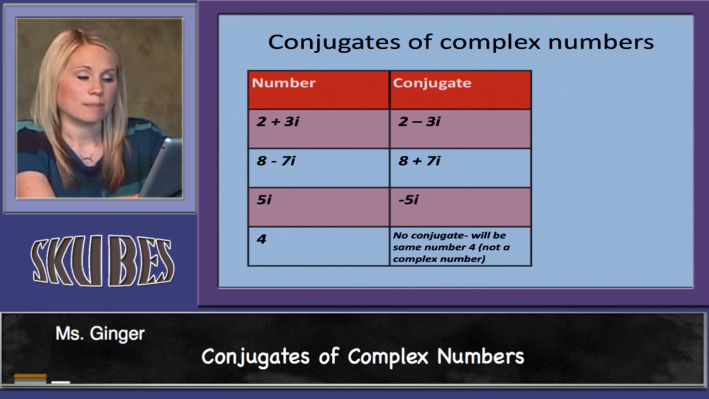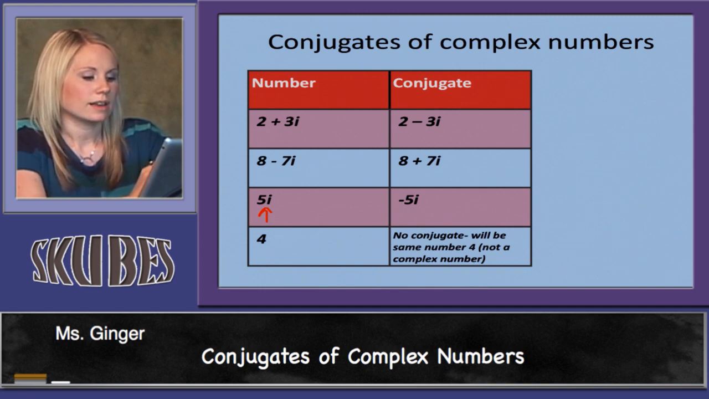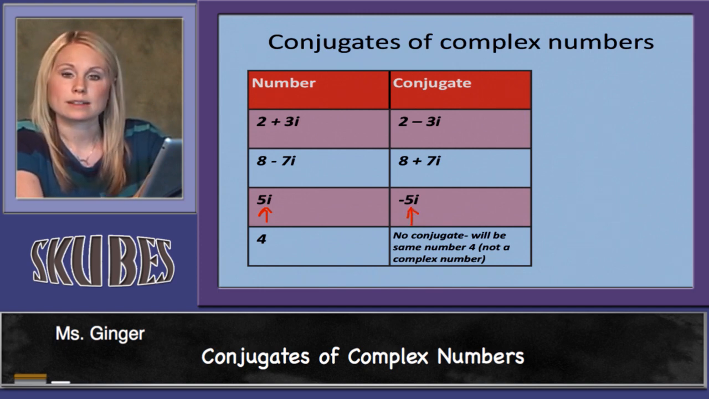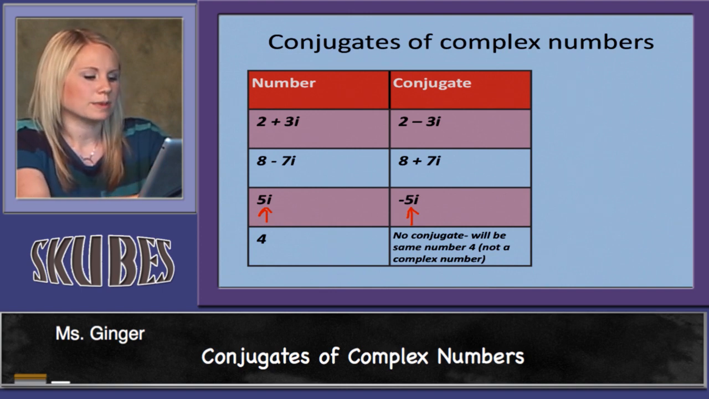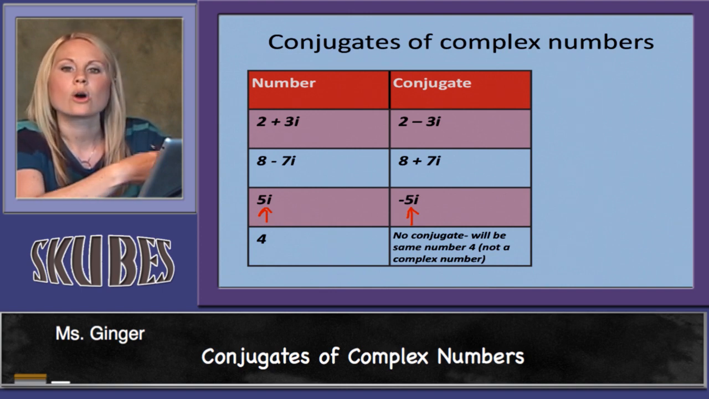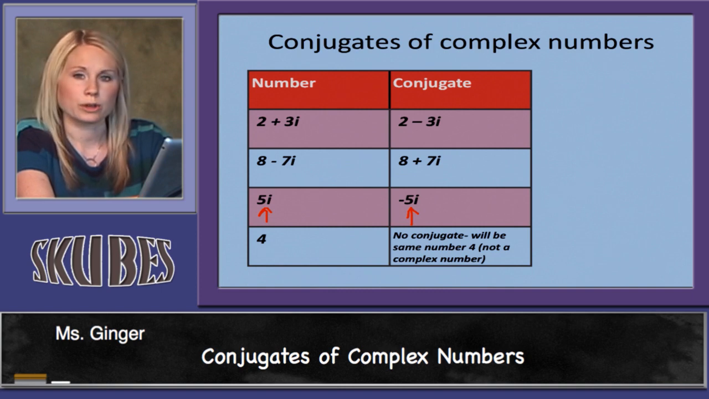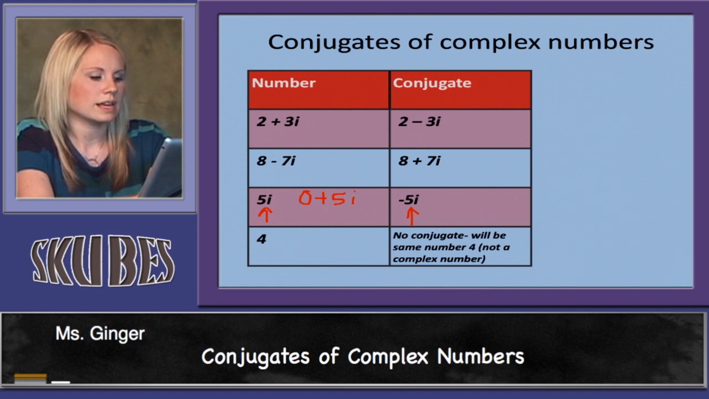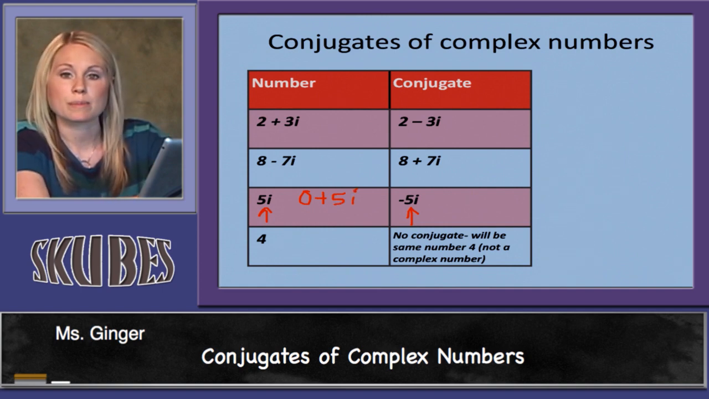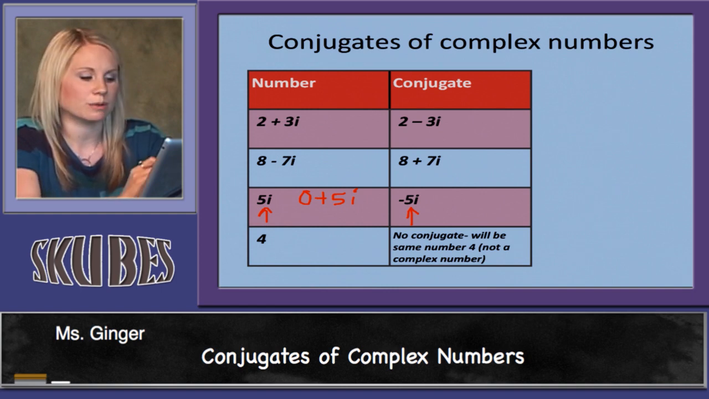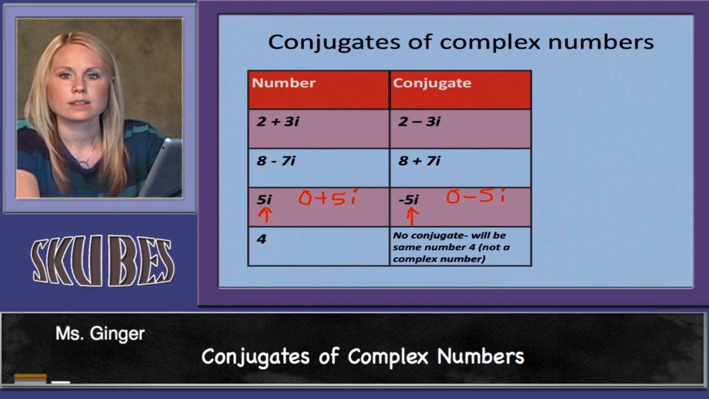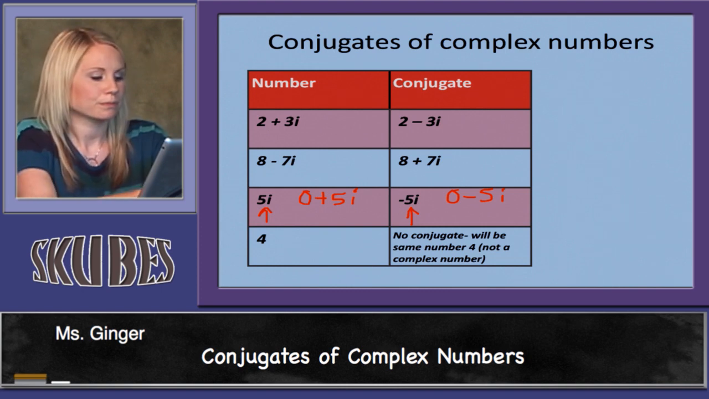If I just have an imaginary part, so we're looking at this third one down here, 5i, the conjugate will be minus 5i. And the reason for that is because if I express this 5i as a whole complex number with a real part and an imaginary part, I would fill in a 0 for the real part. So using the same thought process from above, 0 plus 5i, the conjugate would be 0 minus 5i, and that's why we can just change the sign of the imaginary part.